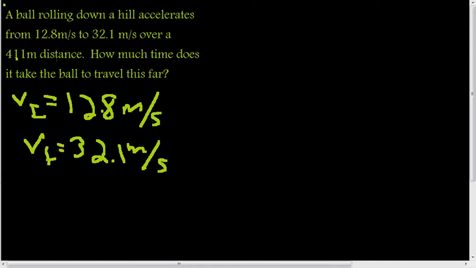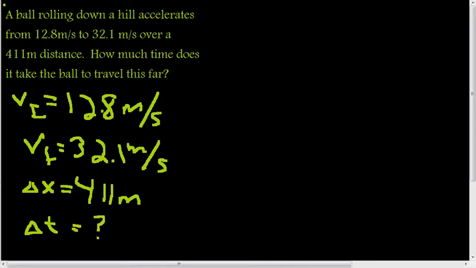It happens over a 411 meter distance, 411 meters, that's our displacement. And the problem's asked you to find how much time, what time period does this happen over. So I go ahead and I write delta t, time period, and I put a question mark there, because that's what we're looking for.